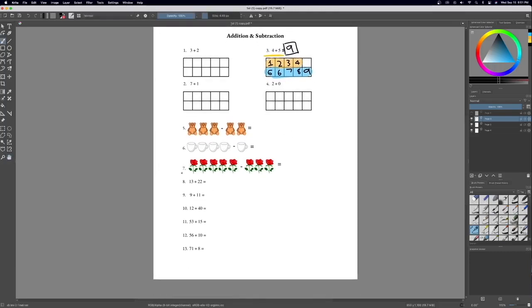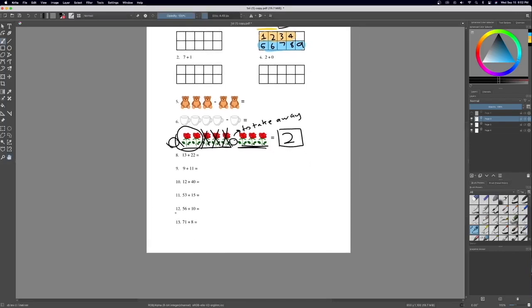Let's move on to number 7. So here we have 5 roses minus, or to take away, 3 roses. So we're taking away 3 roses from 5 roses. So we can picture this by crossing out 3 roses from the first 5, and we see that we're left with only 2 roses, which gives us our answer, 2.